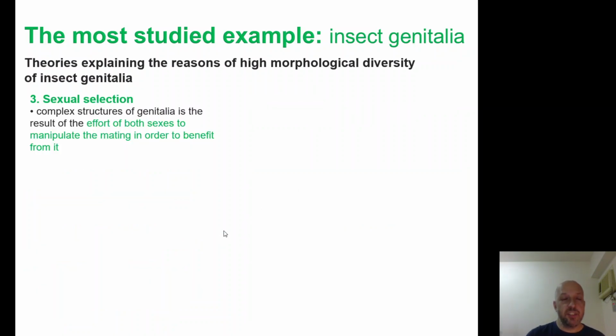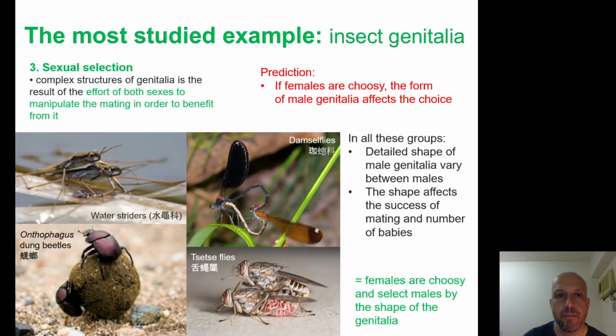Cool. So we actually somehow rejected the pleiotropy theory. We more or less rejected the lock and key theory. And the remaining one is sexual selection, right? So the idea is that these complex structures, the complex shapes of genitalia, are the result of the effort of both sexes to manipulate the mating.